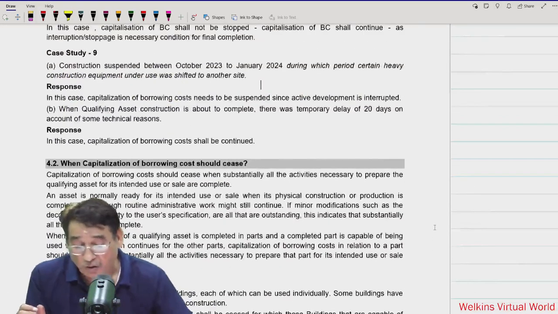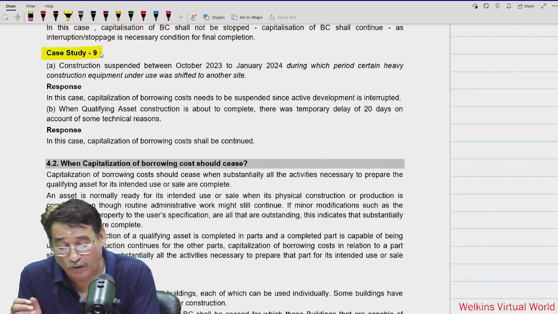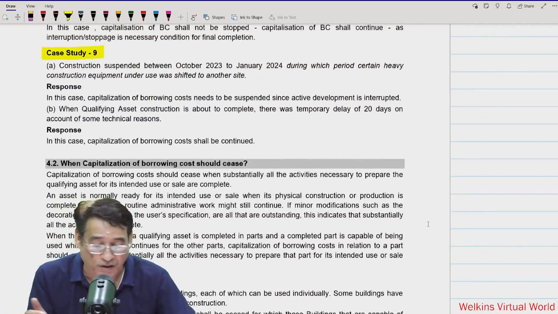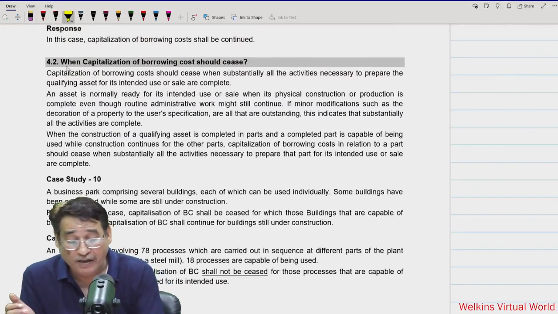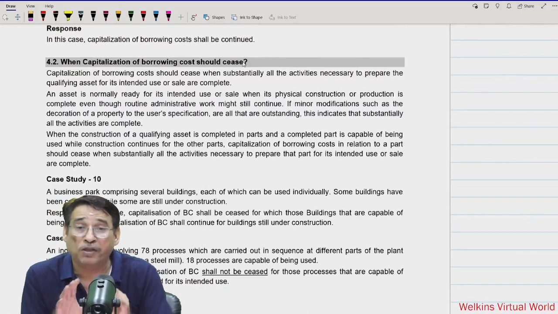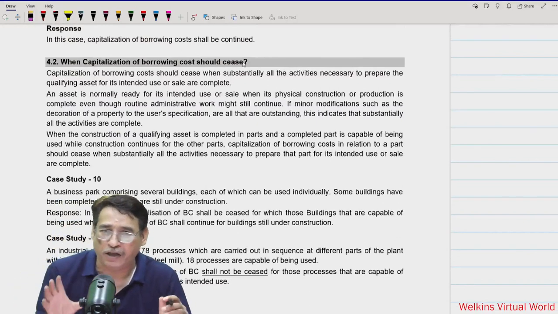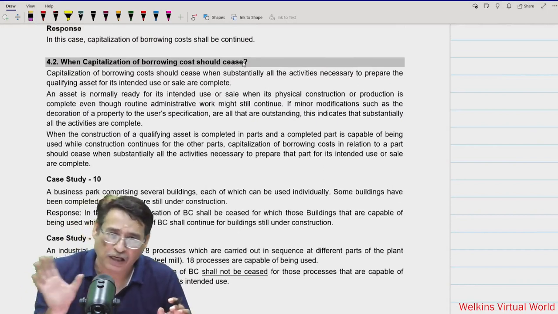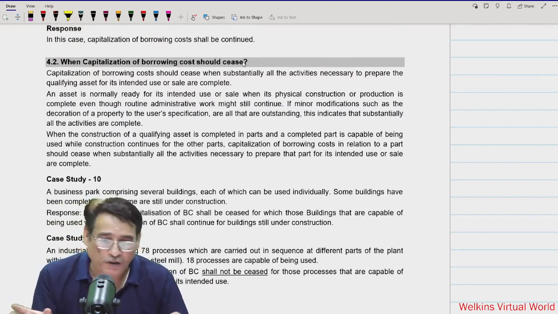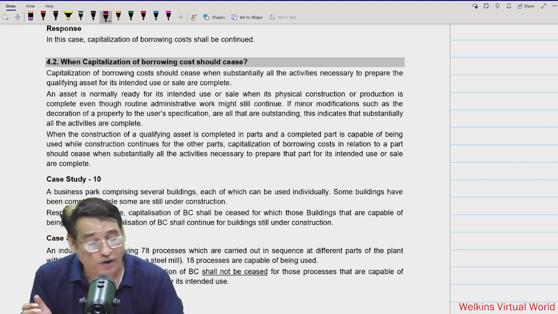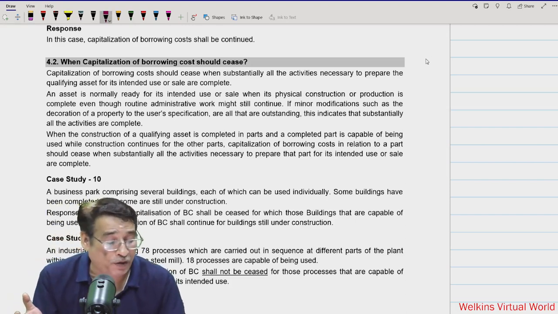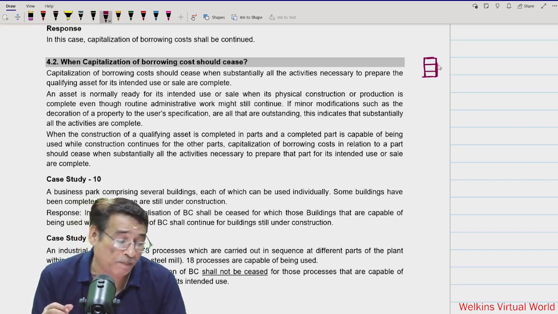Correct? So you can go through case study 9 on your own, because this is similar to the one we have done. Now, when should capitalization of borrowing cost cease, so that we permanently stop capitalizing the borrowing cost? Obviously, let us say we are producing a three-story building, correct? And let us say this building has got completed.